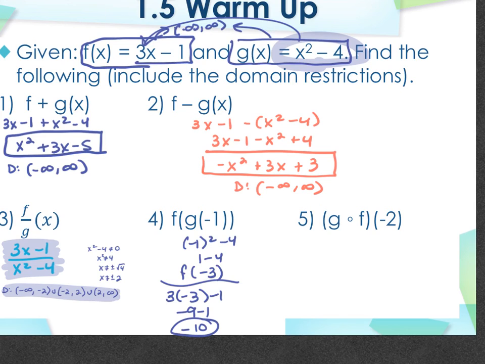The domain on the g was negative infinity to positive infinity, and I took that one and plugged it into the f. So that's what I would have to bring down. If I did have one, you bring down the one on the right, and the domain would also be negative infinity to positive infinity.